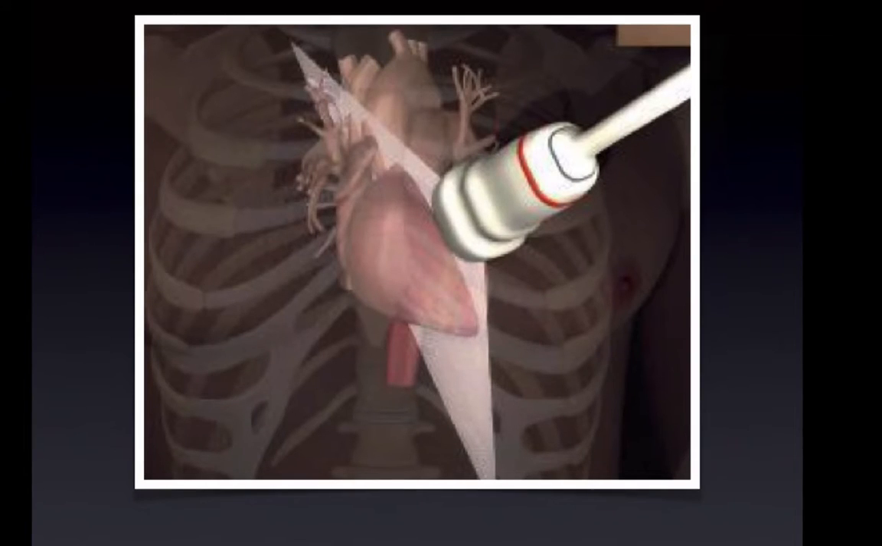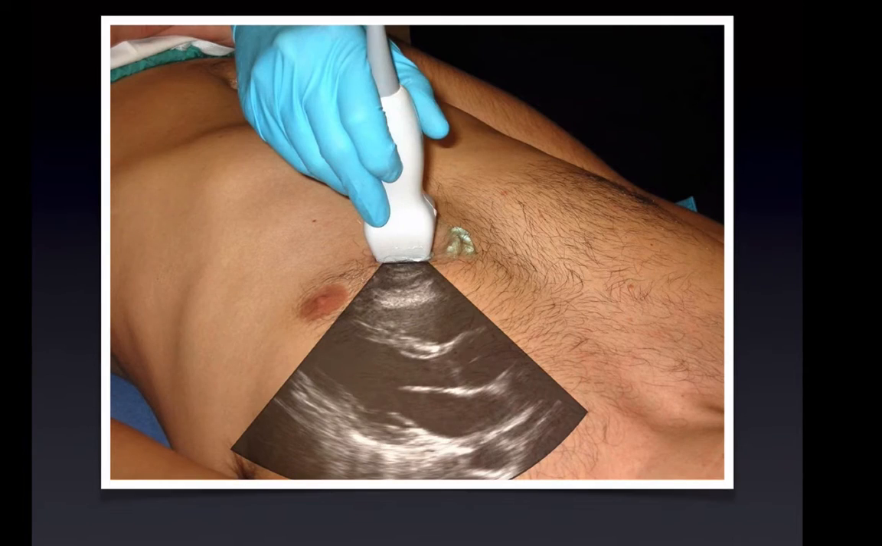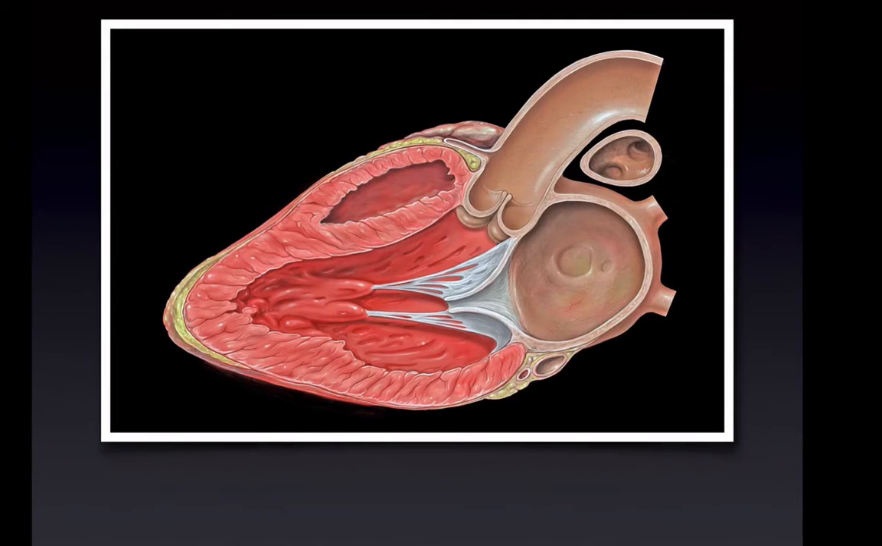This is the way the beam is looking at your heart on the long axis. Probe positioning should be around the 4th to 5th intercostal space, and your indicator should be pointed towards the patient's right shoulder. Okay, so let's review quickly the anatomy.